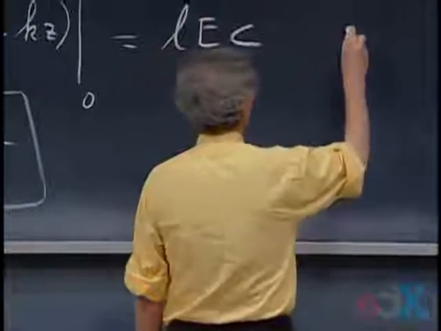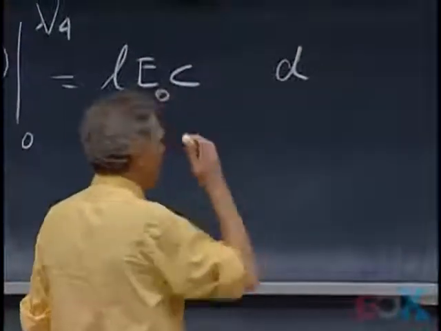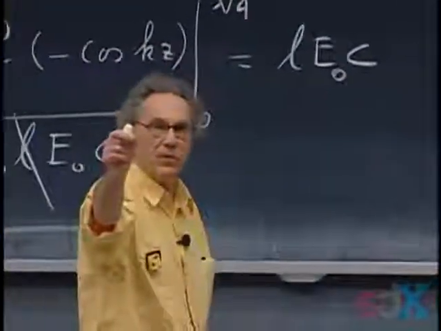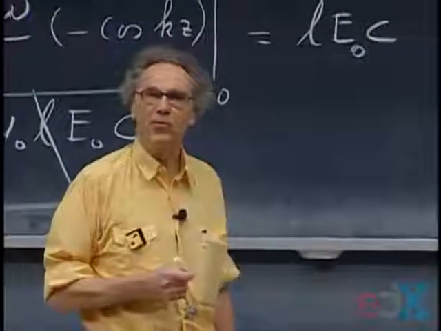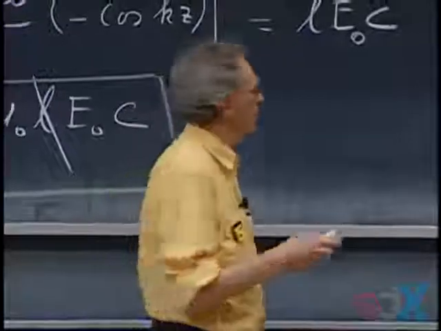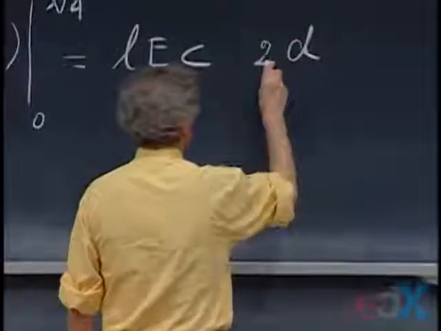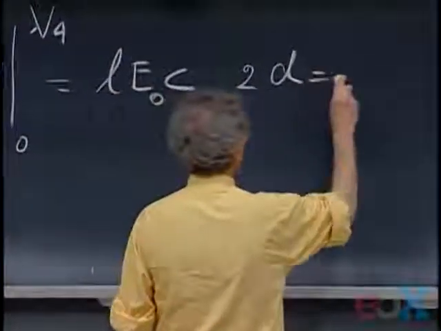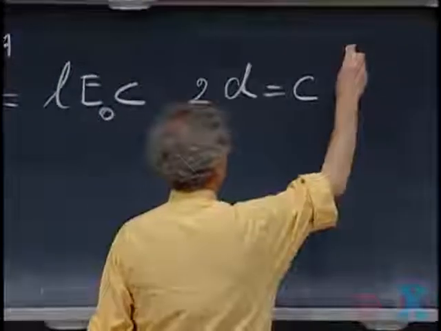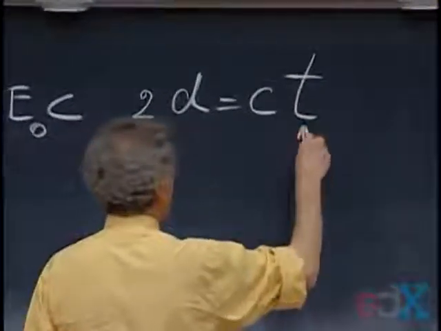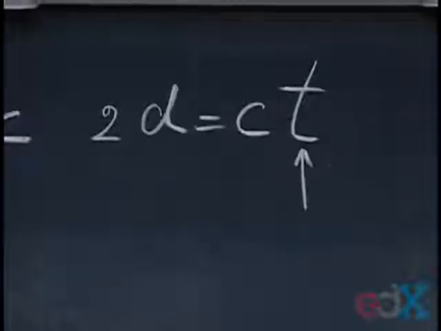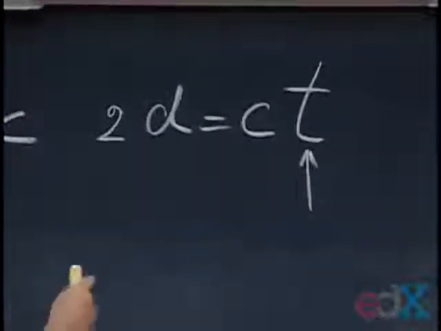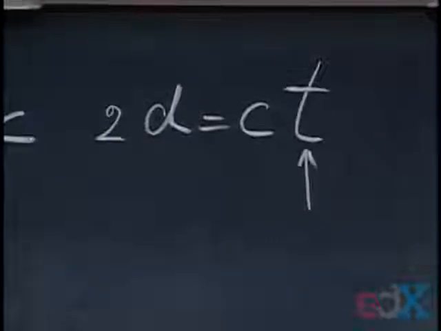If the distance to the plane is d, and you send a brief pulse, and it comes back, you call it the echo, and it takes a certain amount of time to come back, which you can measure, then that signal has traveled twice the distance, so that is the speed of light times t. This is what you measure, the time from the moment you send the signal until you get the reflection back, and so you can calculate the distance.